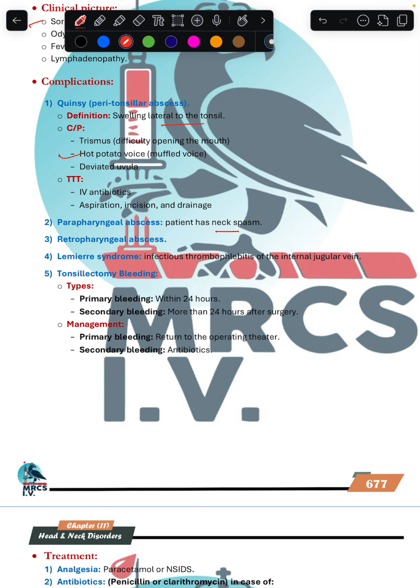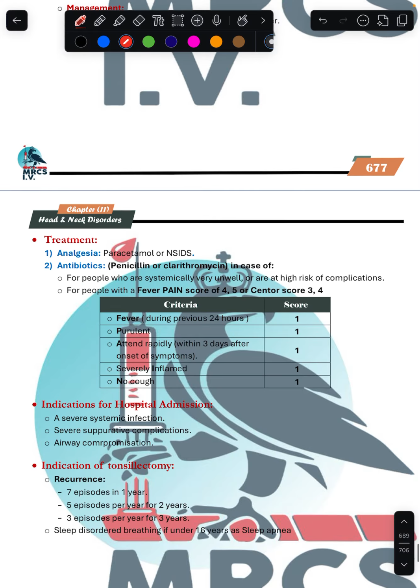Tonsillectomy bleeding: primary is within 24 hours after surgery, secondary is more than 24 hours. For primary bleeding, return the patient to the operation theatre. Give analgesia, non-steroidal anti-inflammatory drugs, and antibiotics, penicillin or clarithromycin, for people who are symptomatic or have high risk of complications, with a pain score of 3 to 5.